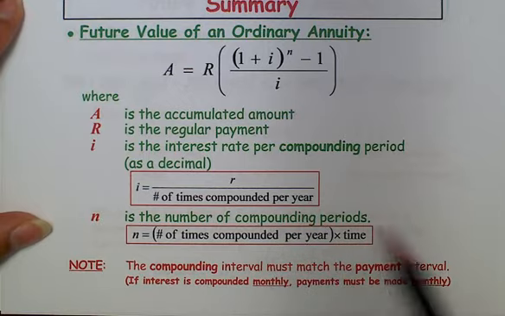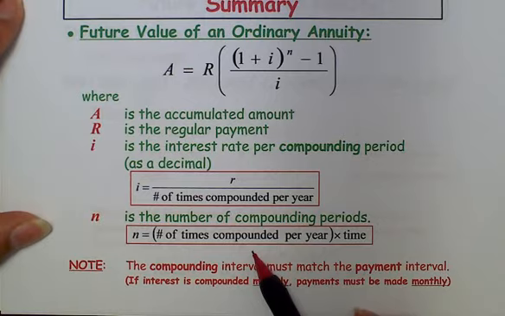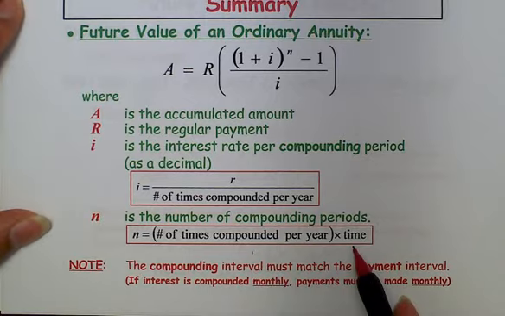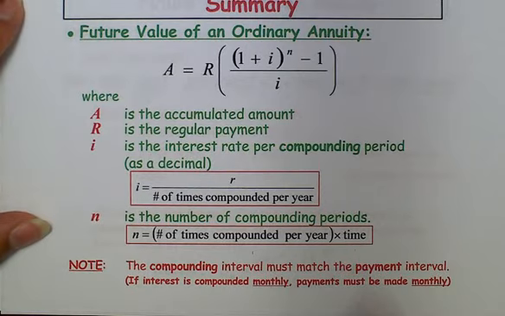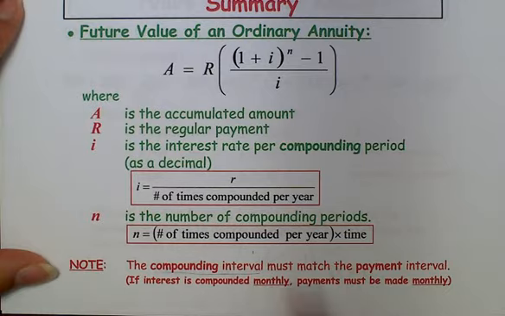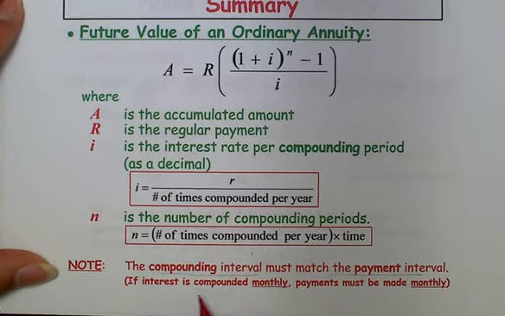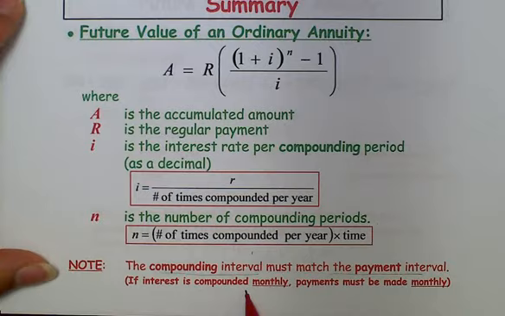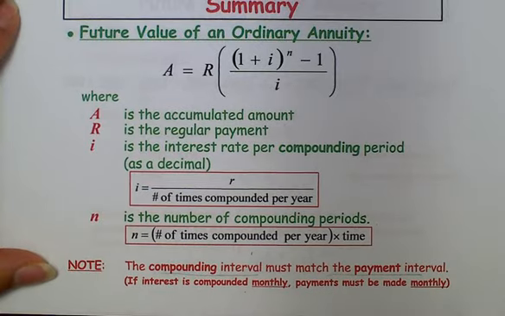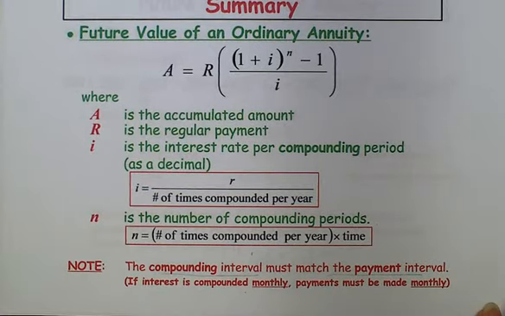So you're looking at how many times interest is compounded in a year and multiplying it by the time in years. So let's say 4 years, 5 years, whatever it is. Note, the one thing you need to remember is that the compounding interval must match the payment interval. So if interest is compounded quarterly, then your payments have to be made quarterly as well. Or if interest is compounded monthly, then your payments must be made monthly as well. So those are the only conditions for your annuity.